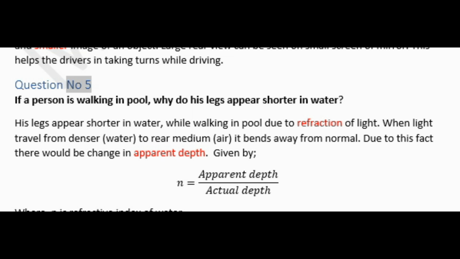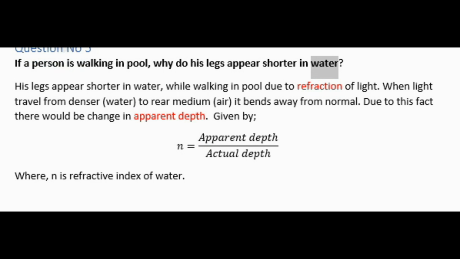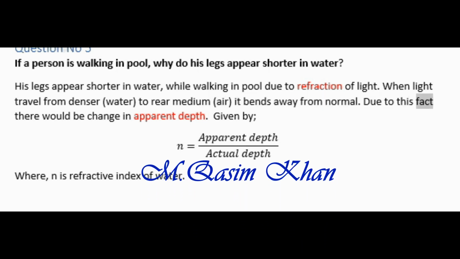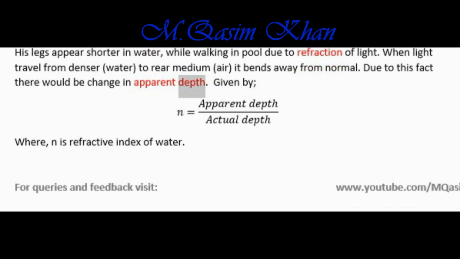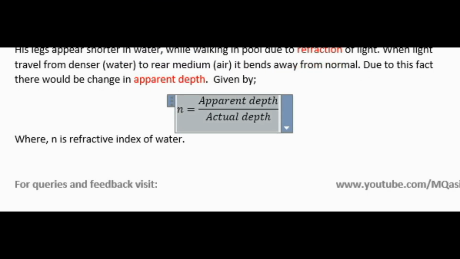Question number 5. If a person is walking in a pool, why do his legs appear shorter in water? His legs appear shorter in water while walking in a pool due to refraction of light. When light travels from a denser medium, water, to a rarer medium, air, it bends away from the normal. Due to this fact, there would be a change in apparent depth, given by n equals apparent depth over actual depth, where n is the refractive index of water.